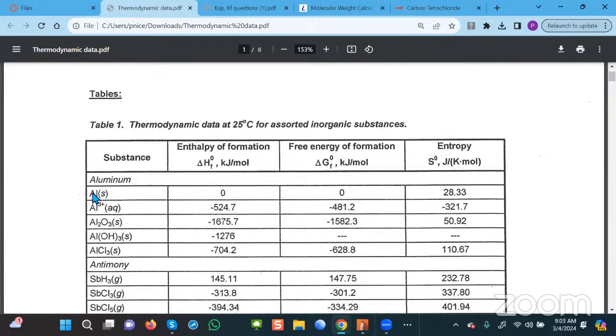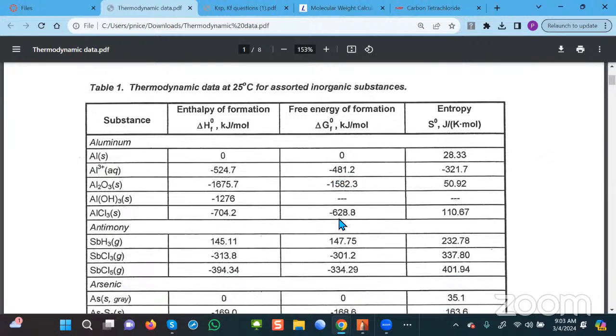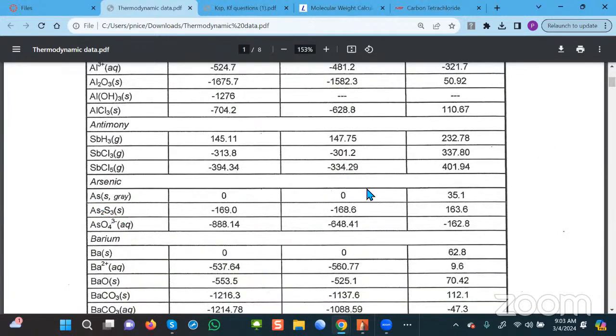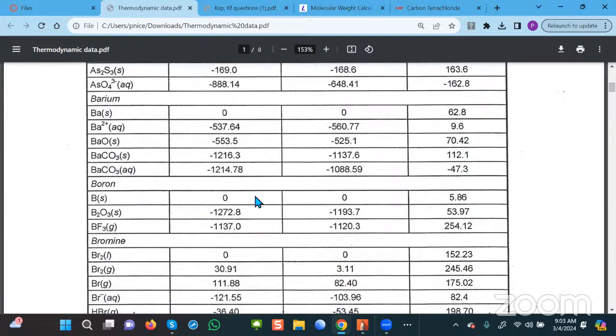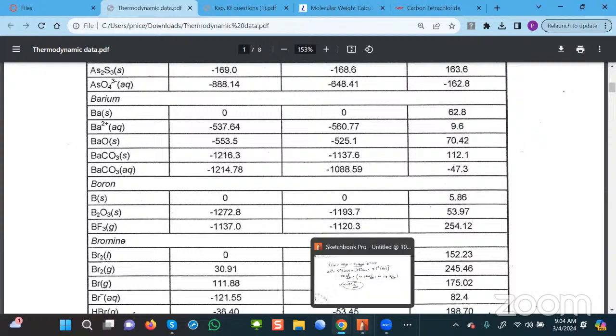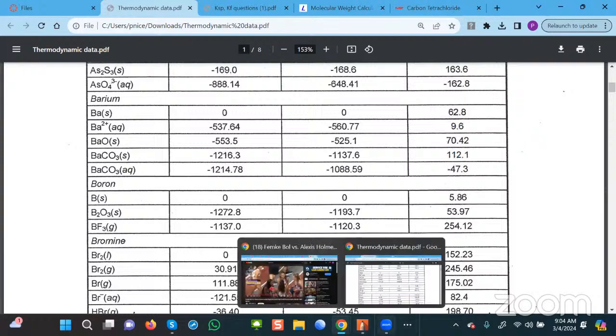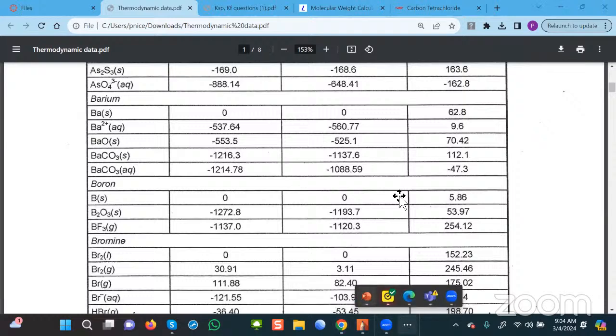So for example, aluminum, which is an element, arsenic, which is another element, barium, which is another element, all elements have a value of 0 for the free energy of formation of those elements, all right? Okay, so I just thought I should mention that. So going back to the PowerPoint.